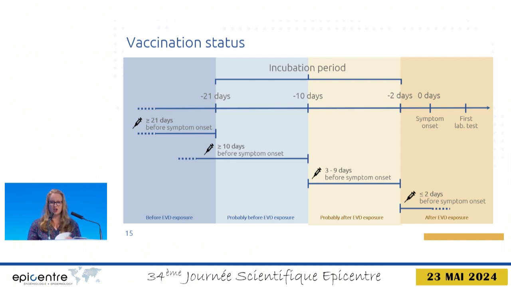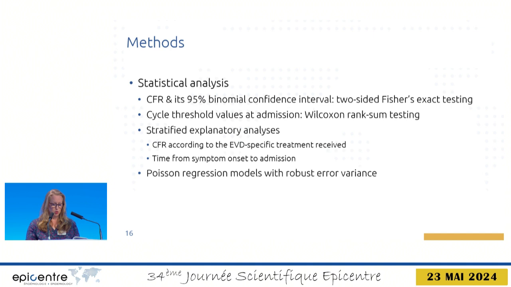So let's next consider our statistical analysis. We calculated the case fatality risk and its 95% binomial confidence interval among patients with confirmed EVD by vaccination status, comparing case fatality risk using two-sided Fisher's exact testing. Cycle threshold values for nucleoprotein at admission according to vaccination status were compared using Wilcoxon rank sum testing. Stratified exploratory analyses were performed to calculate the case fatality risk according to the EVD-specific treatment received and the time from symptom onset to admission at an Ebola health facility.